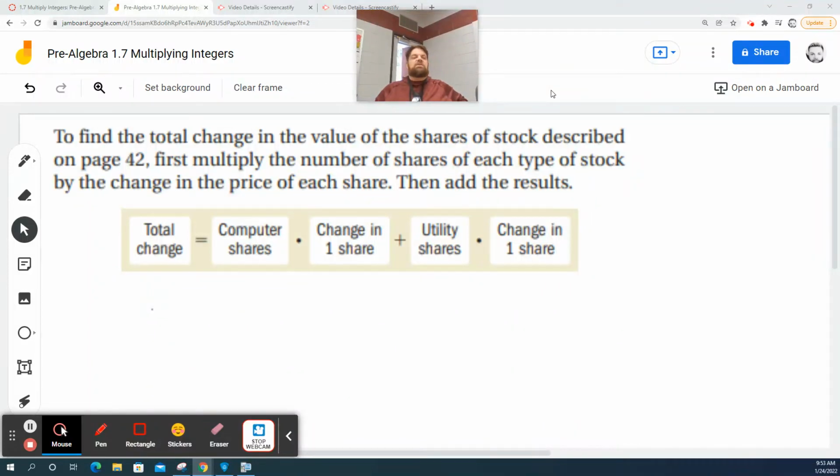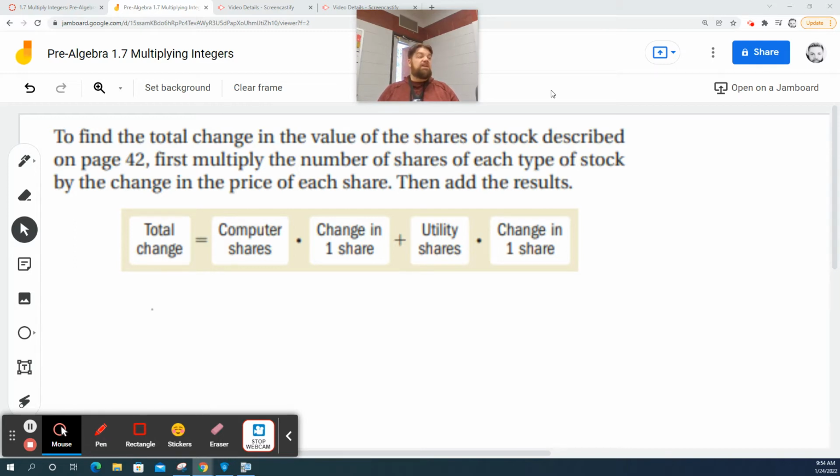All right, so now on this one, it says to find the total change in the value of shares of stock described on page 42 in the textbook, first multiply the number of shares of each type of stock by the change in price of each share and then add the results.